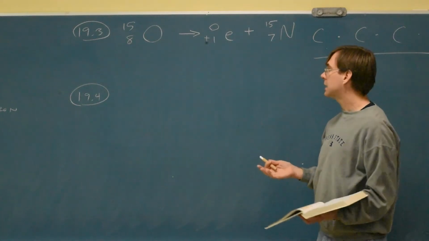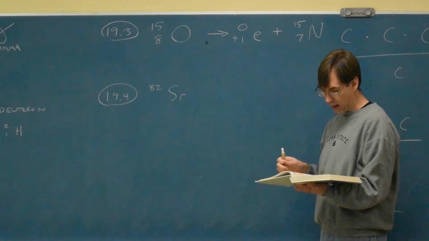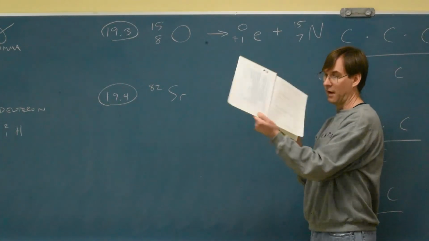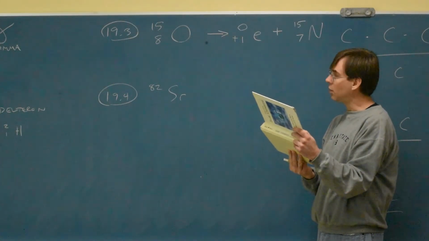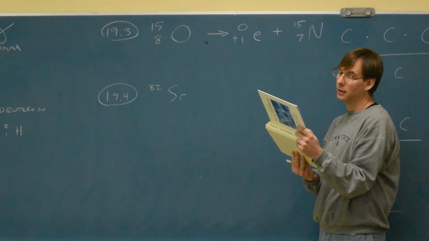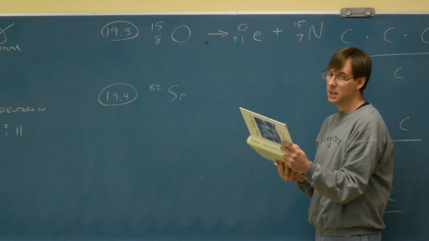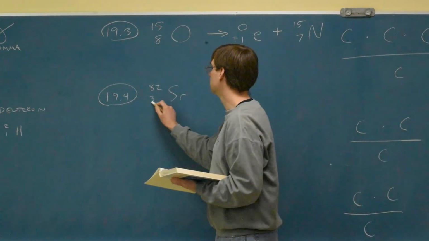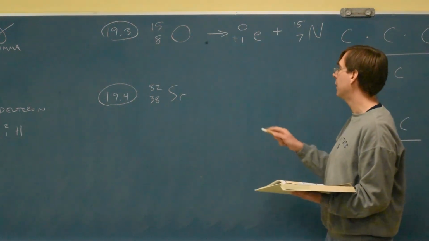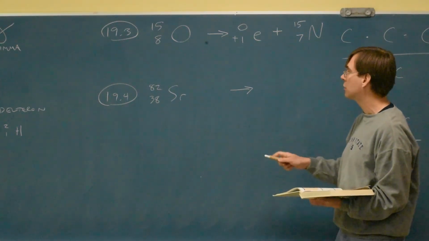For 19.4, it's kind of the same kind of thing. It says strontium 82. So we need to know SR for strontium or look up SR for strontium. It's in the front of your book. There's a list of everybody's symbol. But strontium 82 has an atomic number of, where are you, strontium? 38. And it says it undergoes electron capture. This is different. They're not saying that we're emitting an electron. It's talking about electron capture.